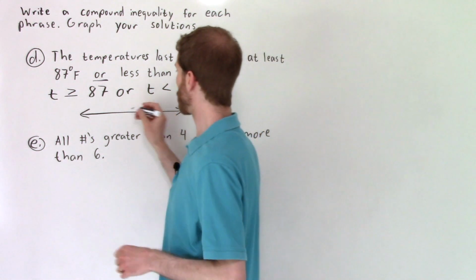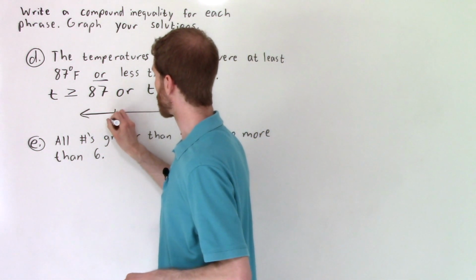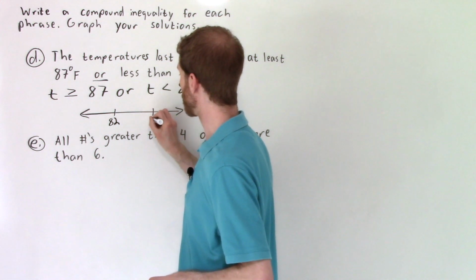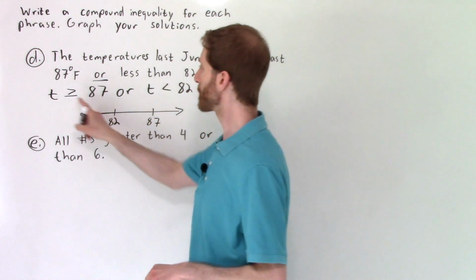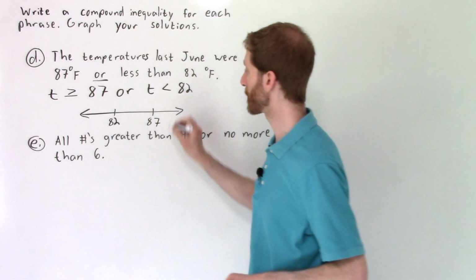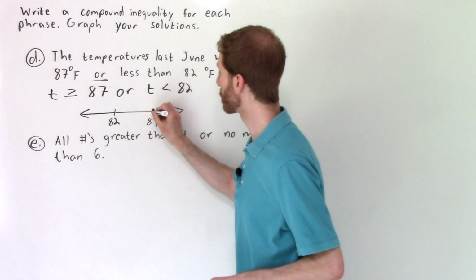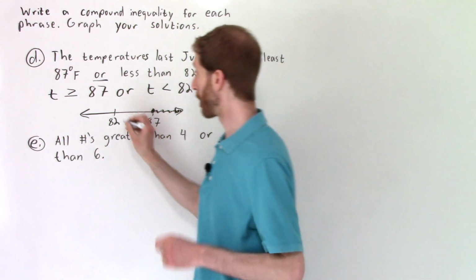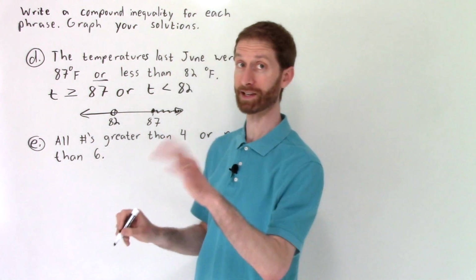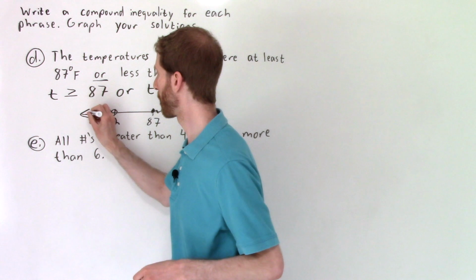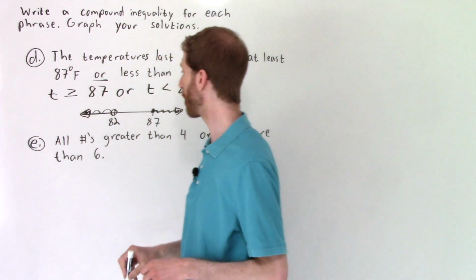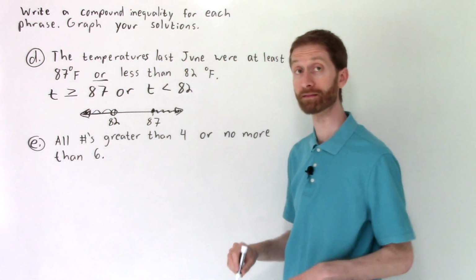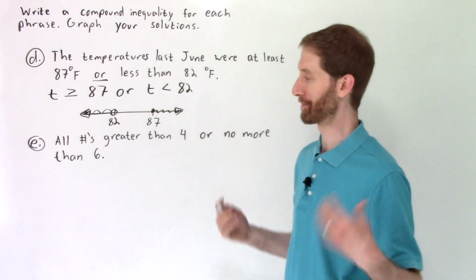So we'll start with, I guess I'll draw 82 because that comes first on the number line to the left, and then 87. We had temperatures more than or equal to 87, so they were at 87, closed circle, or more. There we have it. Or they were strictly less than 82, so not including 82. And there we go. There is our graph. Not bad. I saved the best for last, in my opinion.